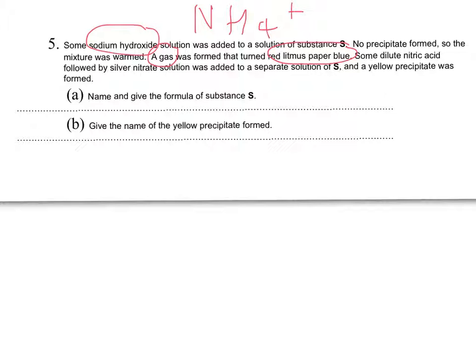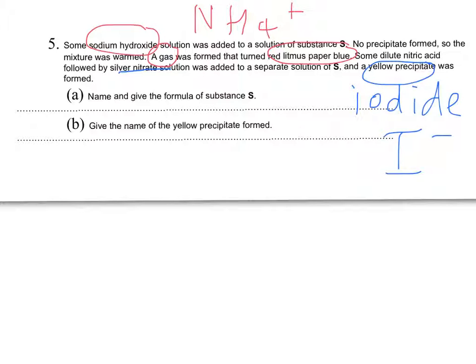But what about the other ion? That's our positive ion. But what about the negative ion that's in this compound? So then we've added some dilute nitric acid, followed by some silver nitrate solution. And we've seen a yellow precipitate. Silver nitrate, yellow precipitate, that tells us we've got an iodide ion, I-. So, give the name and give the formula of substance S.